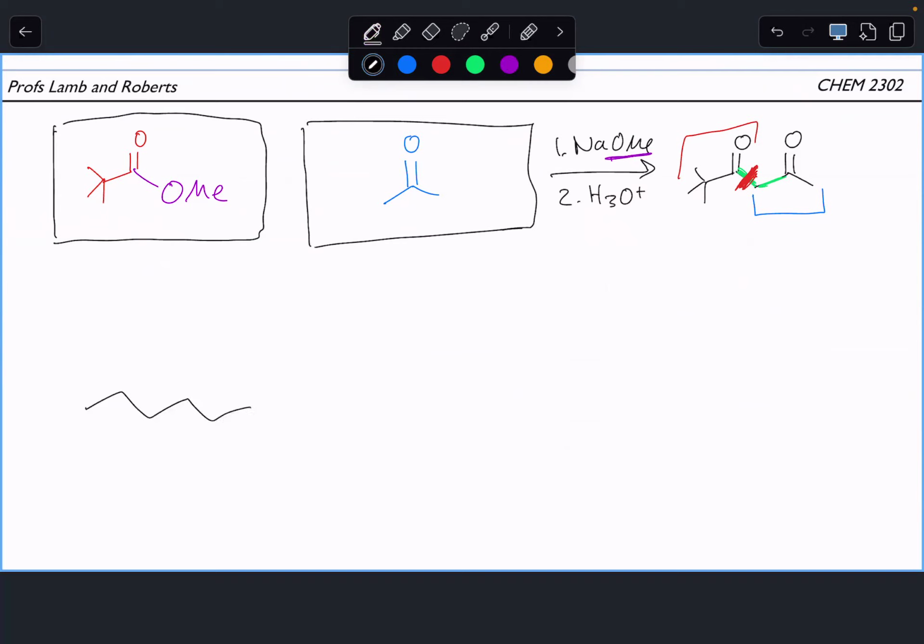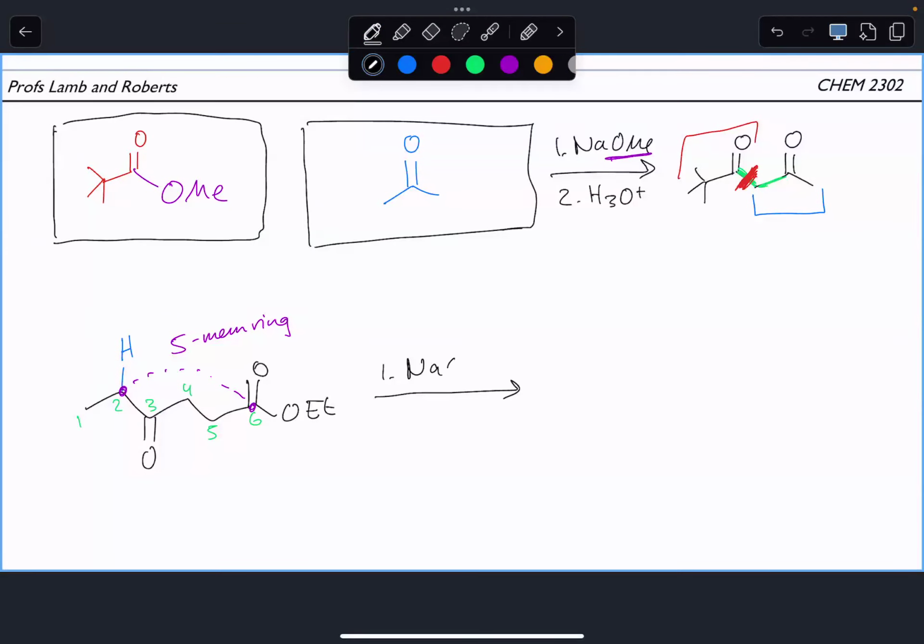So an example of that would be this. 2, 3, 4, 5, 6. So I could deprotonate one of these and then form a ring between 2 and 6, which would be a 5-membered ring. So if we were to do that under the same conditions, oops. So this is just to show you that you have a lot of tools in the toolbox now to do lots of variants on the same reaction.